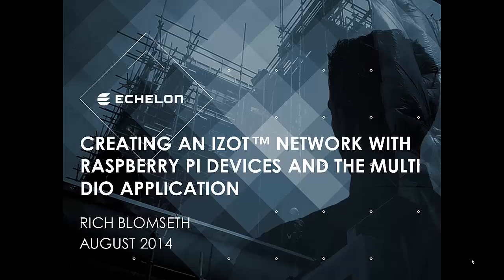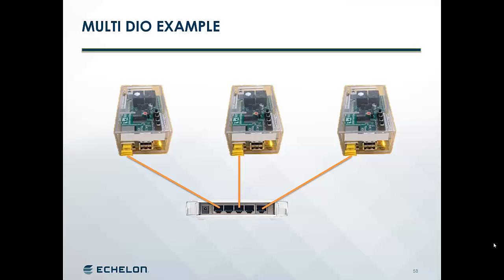In the previous video, I showed how to start an example application running on a Raspberry Pi with the IzoT SDK installed. In this video, I'll show you how to create an IzoT network with multiple Raspberry Pi devices and the multi-DIO application that I showed how to start in the previous video. For this video, I'll be using this setup.